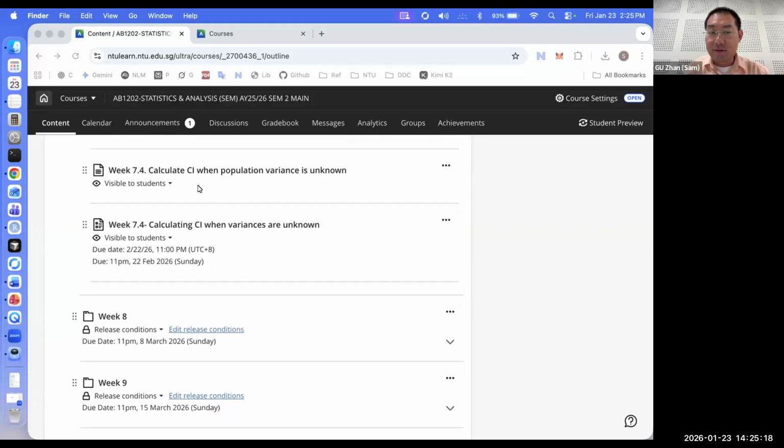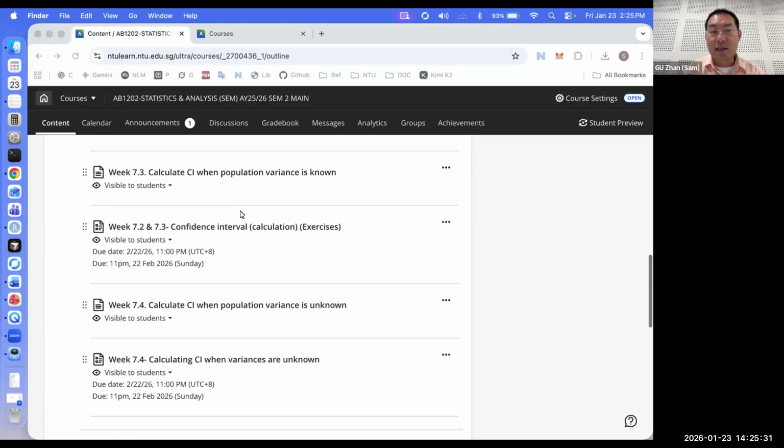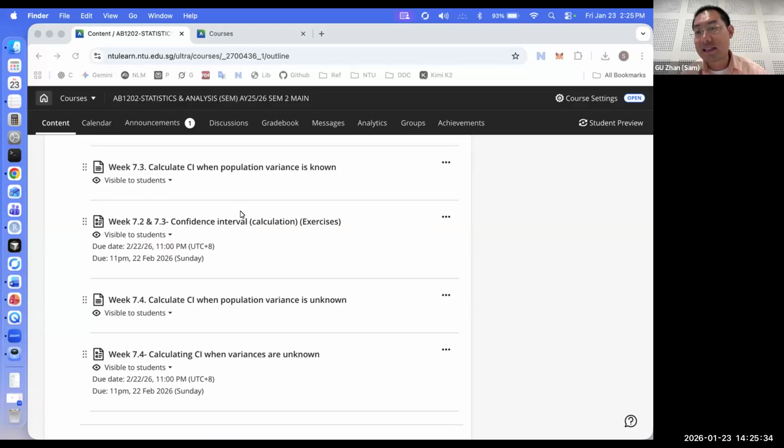Calculate the CI, confidence interval, when the population variance sigma square, or the population standard deviation sigma, is known. And calculate the confidence interval when the population variance is unknown. When the population variance sigma square, or the standard deviation sigma, is known, we will be using a z-score, use z distribution as a sampling distribution to calculate the confidence interval.